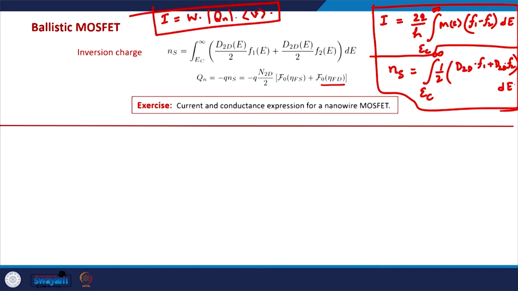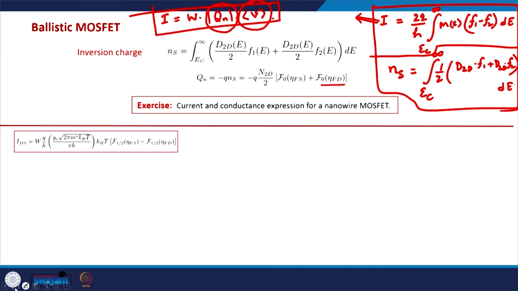So if we try to reformulate this current expression in this form, that will give us a better understanding of how much channel charge is there and what is the average velocity of the electrons in the MOSFET at the top of the barrier. Okay. So that's what we do.